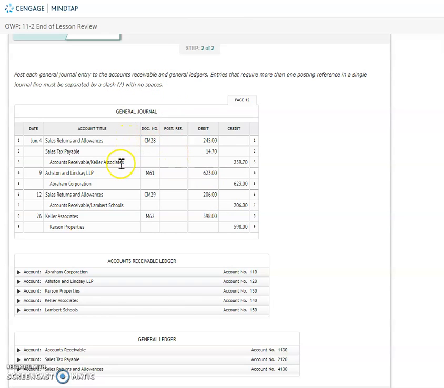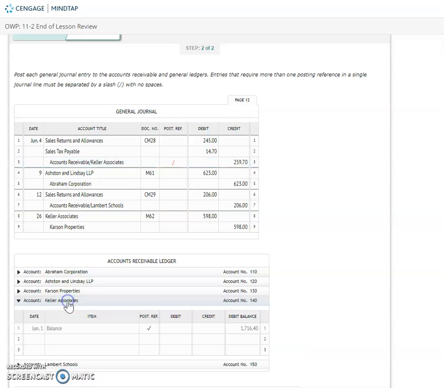So I'm going to go through and I'm going to find my customers first. So I'm going to just go line by line. Here's my first customer, that Keller Associates. So I'm going to start by putting that slash. It's going to be red, but we'll fix it later. So I'm going down to Keller Associates. I'm going to put in the date of the 4th. My post reference is going to be G12 for General Journal, page 12.